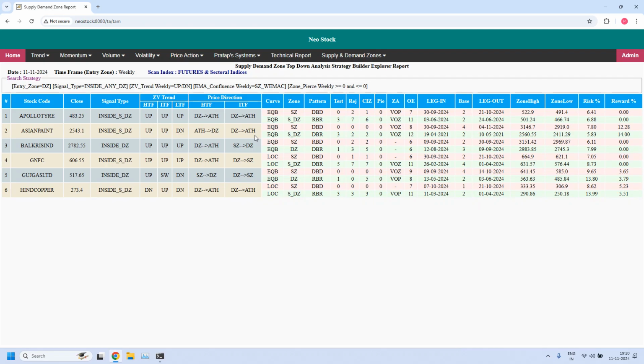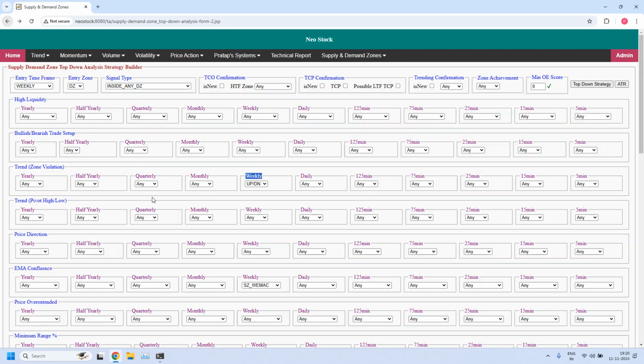I think some mistakes were made. Entry zone is demand zone, but we are looking for supply zone EMA Confluence. So which is wrong? We have to use demand zone with weekly EMA Confluence.